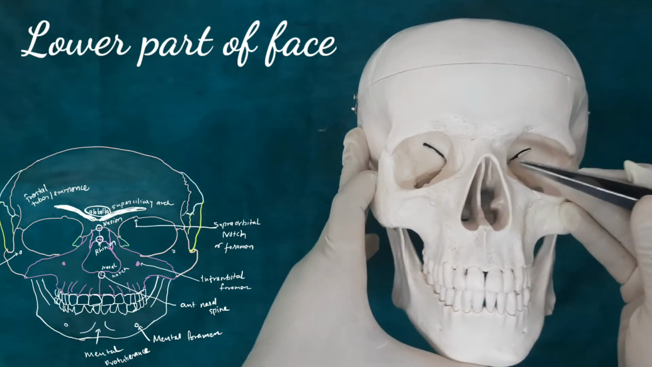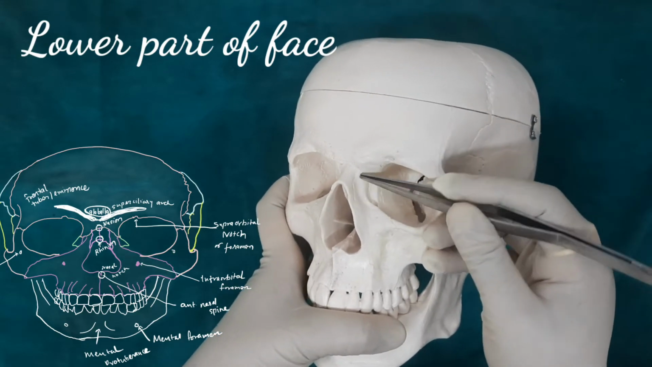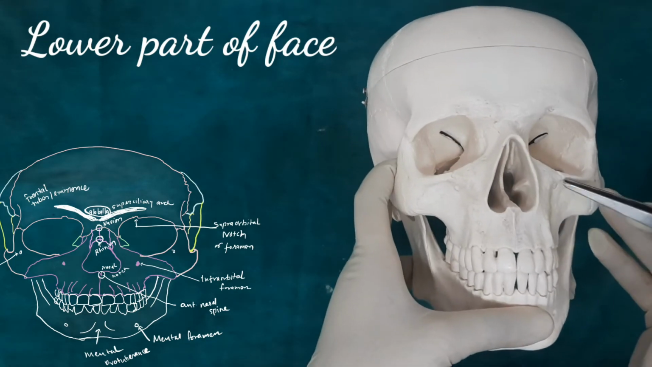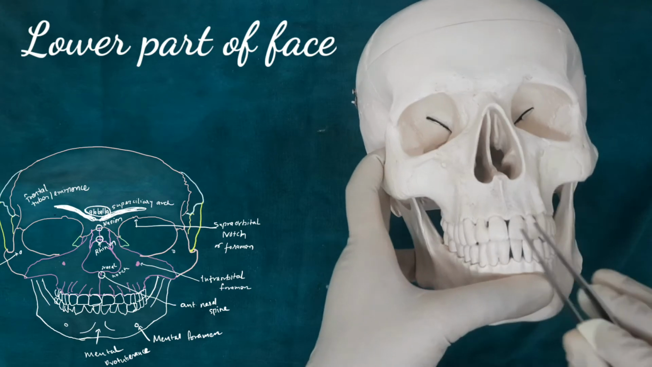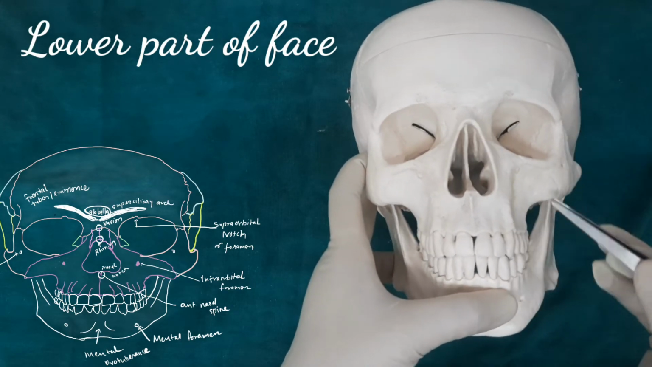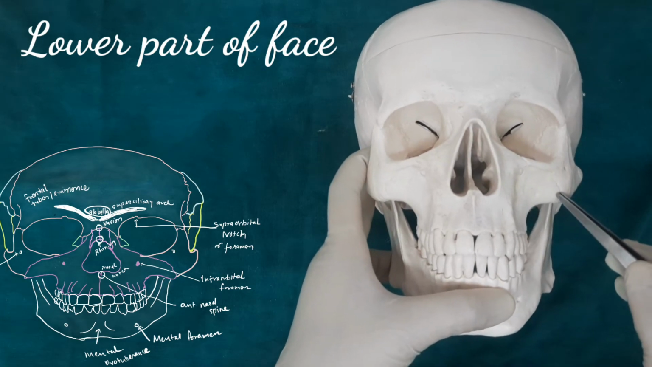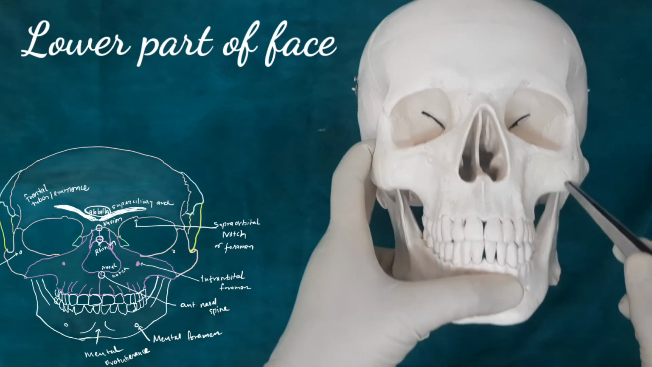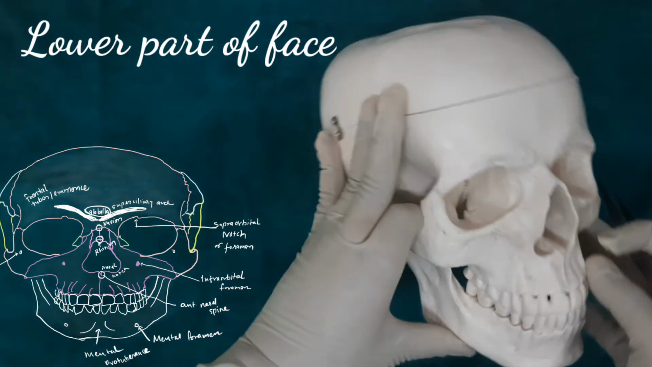Now the maxilla has 4 processes. The frontal process of the maxilla is directed upward. So this one is the frontal process. Then the alveolar process, it consists of the sockets for the teeth. And then this one is the zygomatic process of the maxilla, which attaches with the zygomatic bone. And it also has the palatine process.